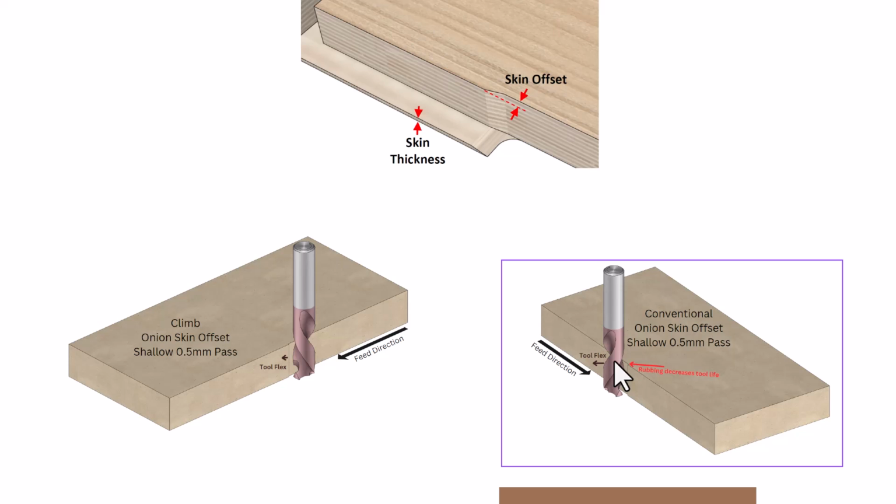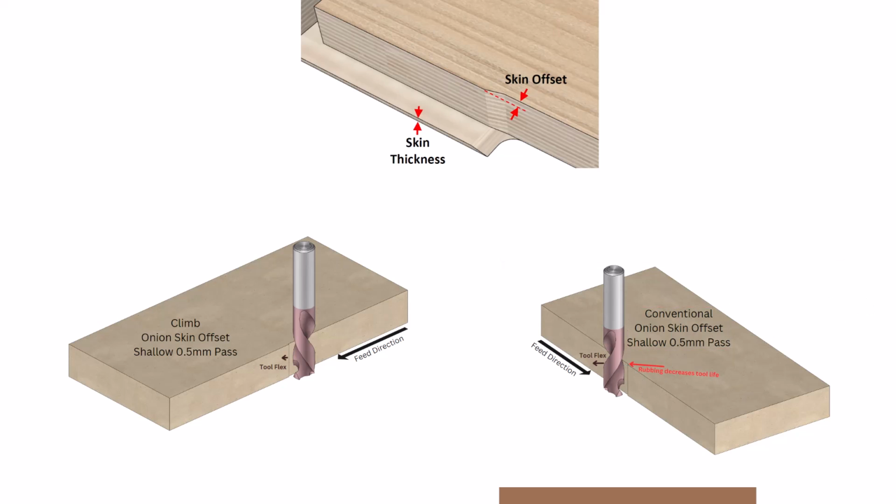You're literally just grinding or rubbing the material away. You are not slicing that, which means heat. Heat means friction. Friction means heat. And heat means that your cutters are going to burn out much quicker.